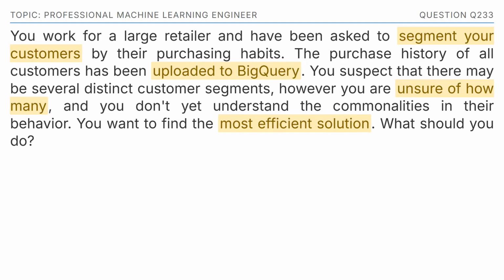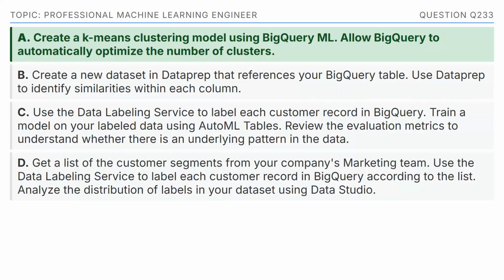To arrive at the correct answer, we focus on the keywords: segment your customers, uploaded to BigQuery, unsure of how many, most efficient solution. The correct answer is option A. Create a k-means clustering model using BigQuery ML. Allow BigQuery to automatically optimize the number of clusters.